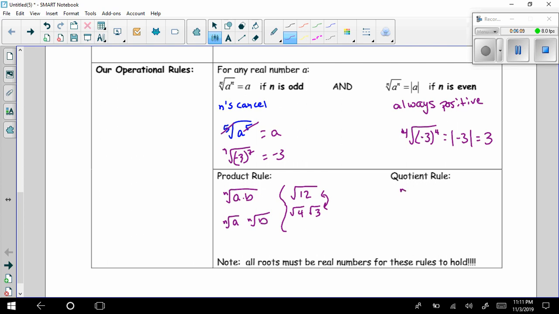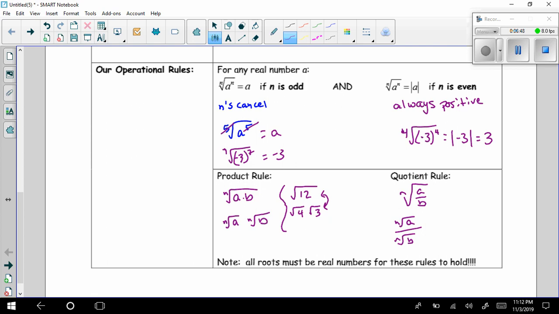Quotient rule, same thing. If you have the nth root of a over b, you can rewrite that into the nth root of a over the nth root of b. Depending on the numbers, that can be helpful. Again, this works both ways. We can put them together or pull them apart. Notice that the indexes are the same in order to be able to do that.